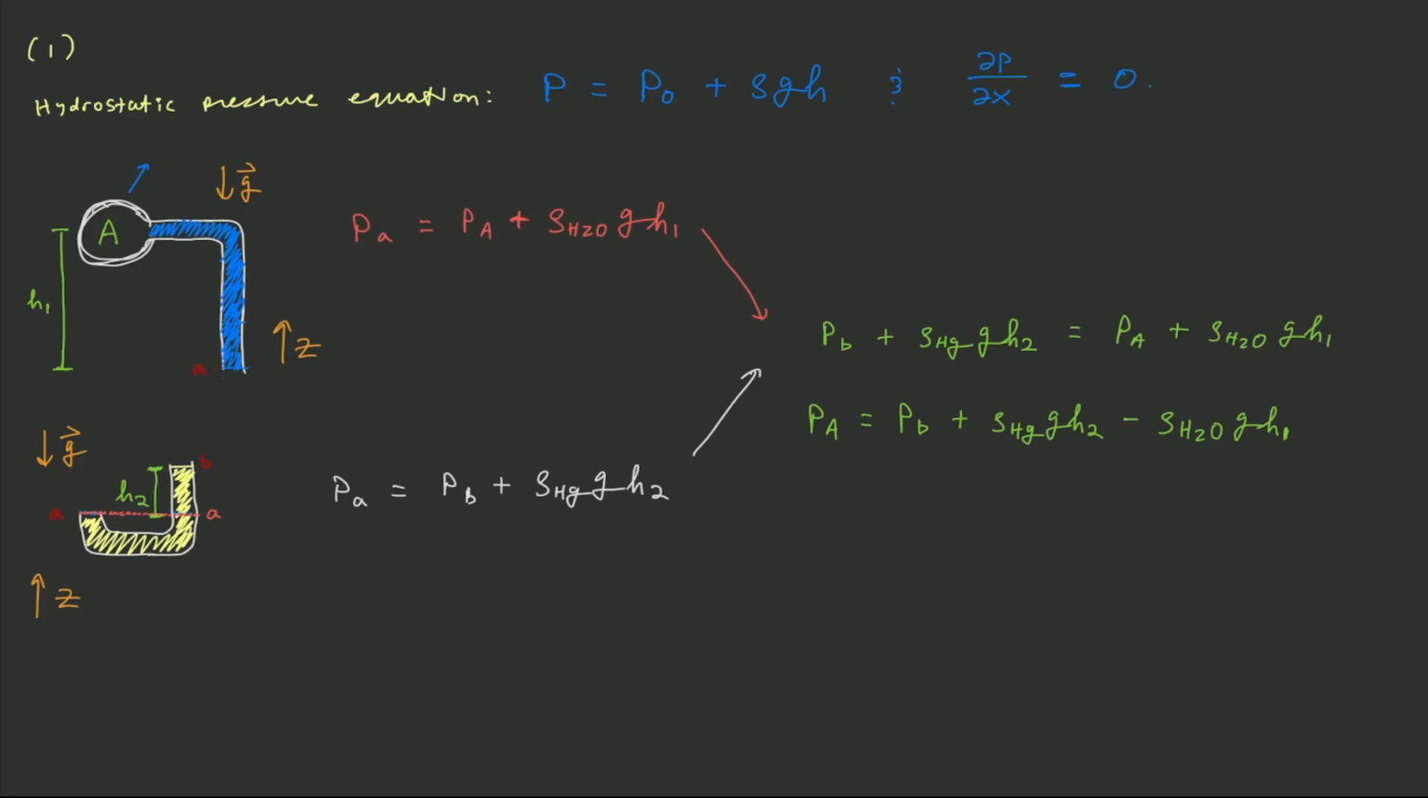So pressure here at little a is equal to pressure at big A, or pressure in the pipe, plus the density of the water in the tube times g times h1. So P of little a is equal to P of big A plus rho H2O g h1.